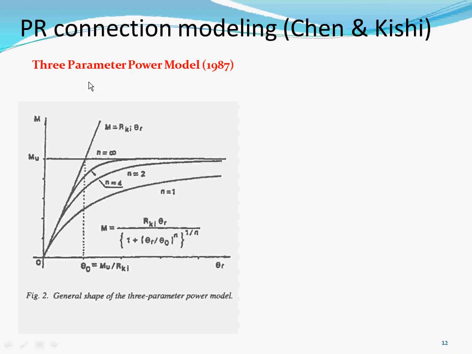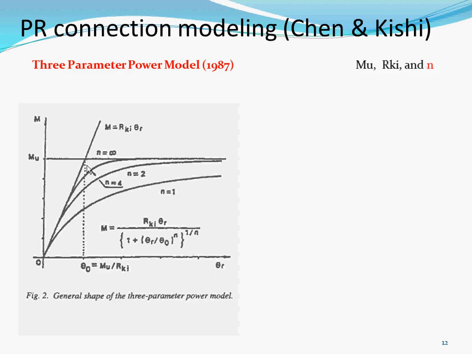This one is called a 3-parameter power model. That's n equals 1, and the curve goes like this. If you increase the n, the curve goes up like that. If you keep increasing the n, it becomes an elastic plastic model. So the n drives how this goes up, and people approximate it with this equation.